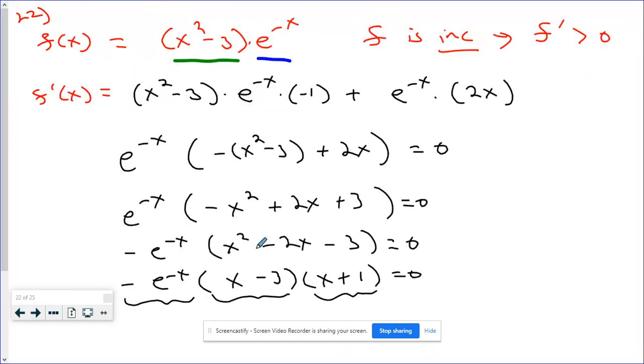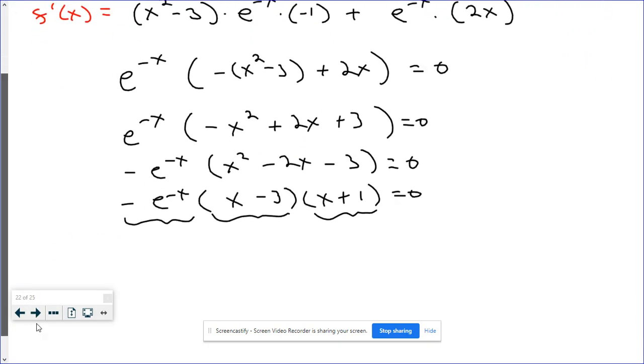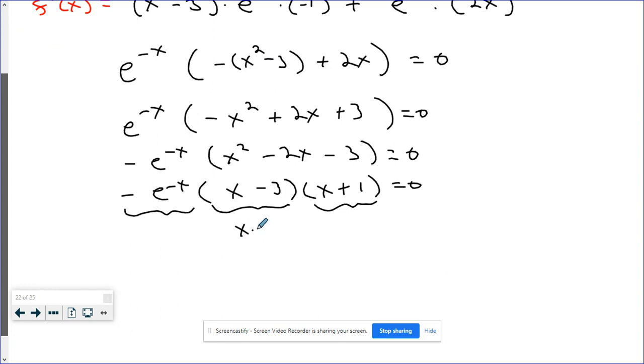So let's go full screen here. Let's scroll down. So you're like, all right, so what value of x makes this factor 0? Pretty obvious, x equals 3. What value of x makes this factor 0? Pretty obvious, x equals negative 1.